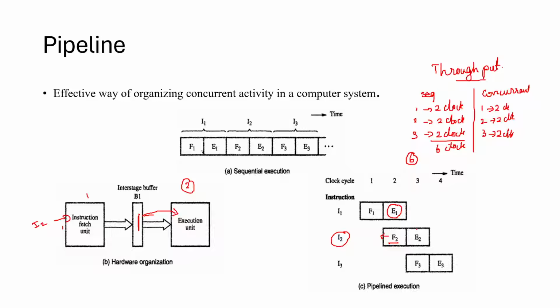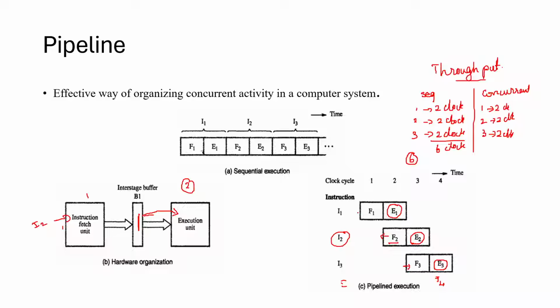Then come to the third clock cycle. In the third clock cycle, instruction 3 is fetched by the fetch unit, and the execution unit executes instruction 2. Then in the fourth clock cycle, instruction 3 is executed. If we have an instruction 4, that might be in the fetch stage in clock cycle 4.